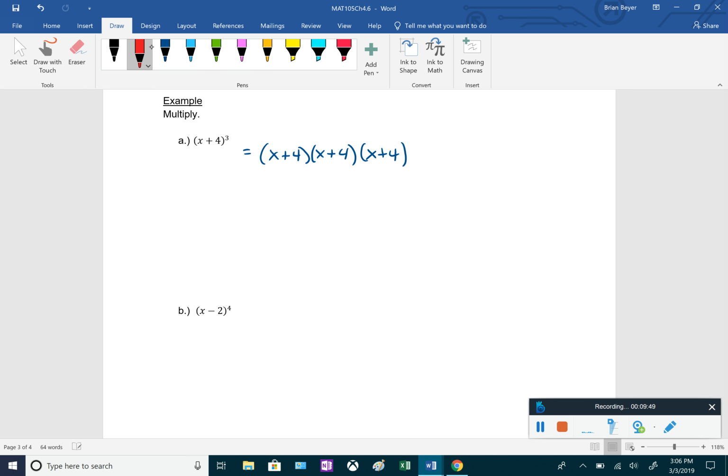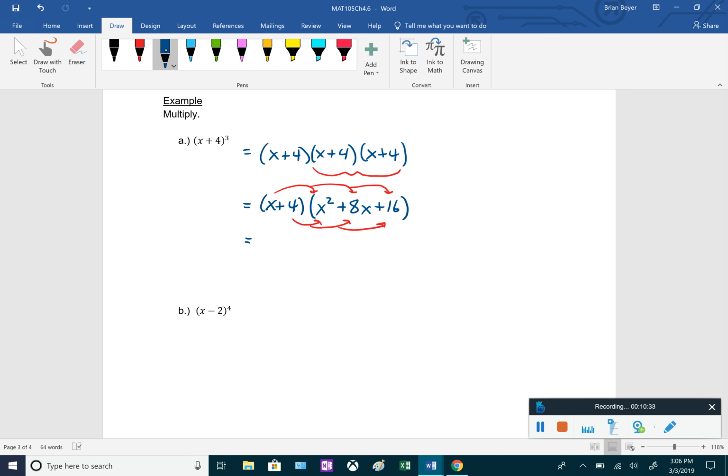So what I'm going to do is I'm going to multiply these two together. I'm going to leave that first one untouched out front. x plus 4 times x plus 4, that's going to be x squared plus 8x plus 16. So if you don't believe me, you can FOIL that out, or you can use the shortcut that we've been doing. So once we have this, now we're just multiplying a binomial times a trinomial. So we have to multiply x into each term in the second one, and then 4 into each term in the second one.